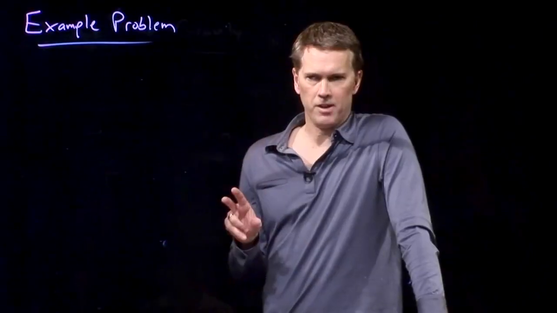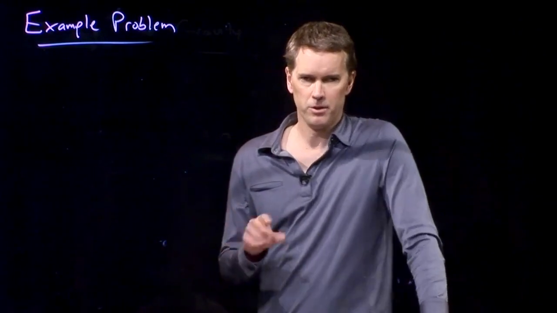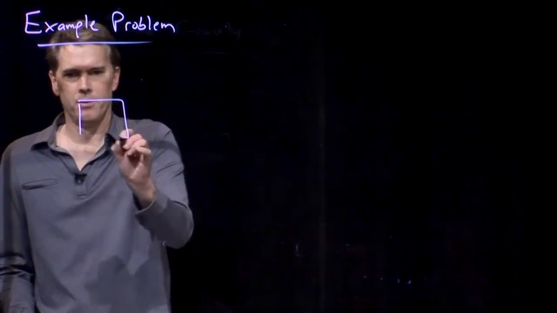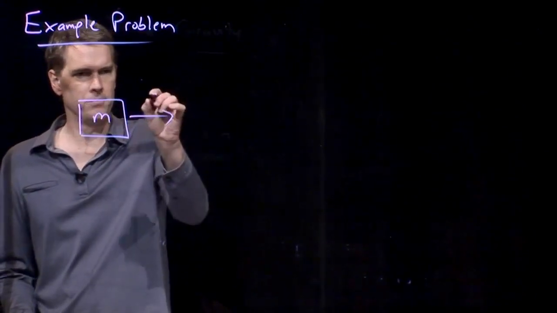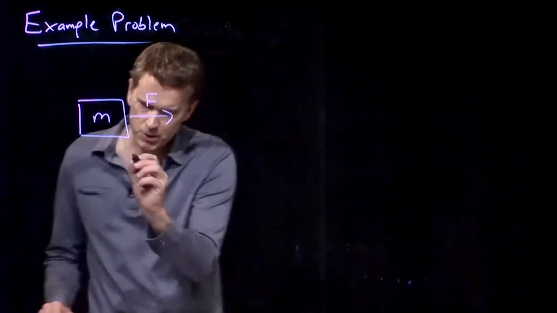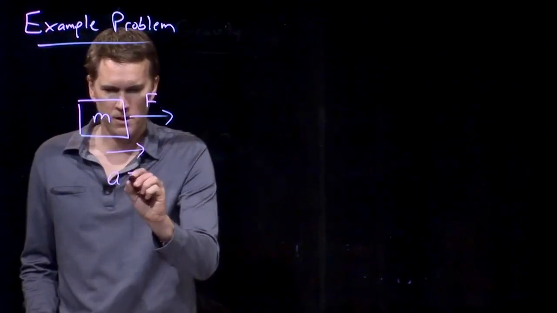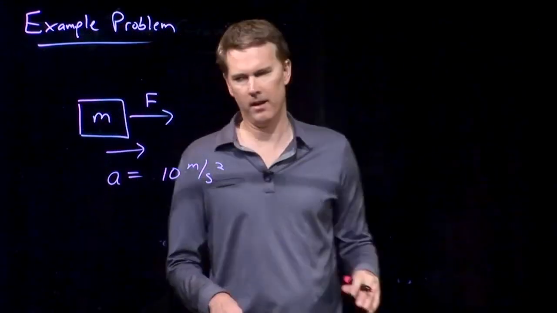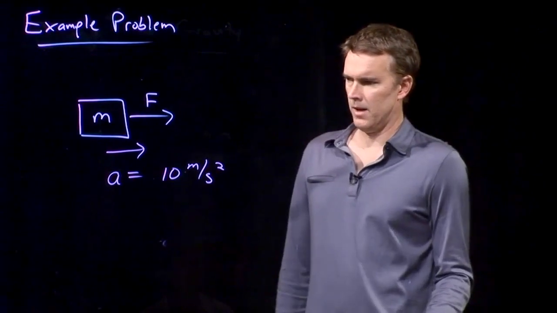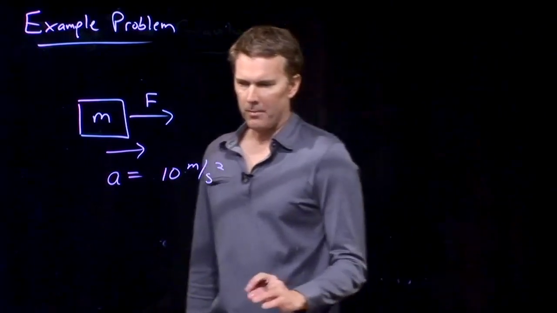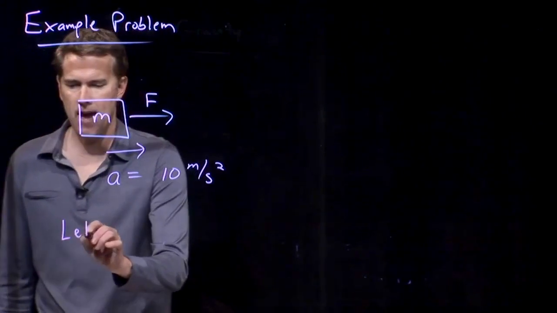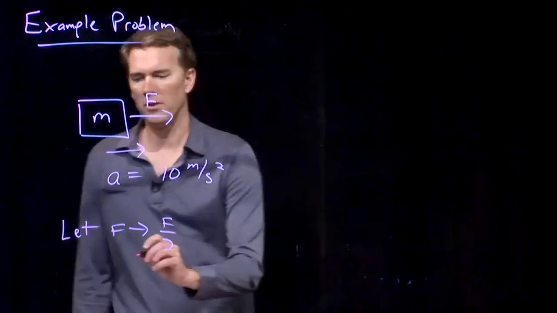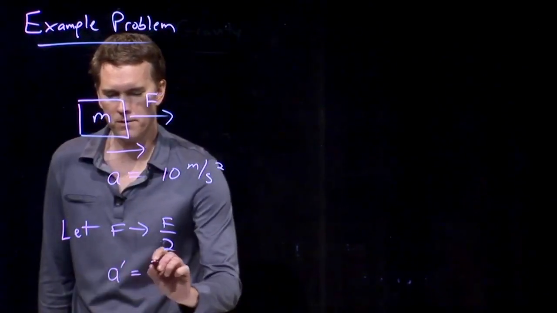Let's take a look at an example problem that hopefully looks very familiar to you guys. And it's the following. A force F is applied to a mass, and that mass is going to accelerate at some particular value. We'll say it is 10 meters per second squared. And the question is, if I apply half the force, what is the new acceleration?